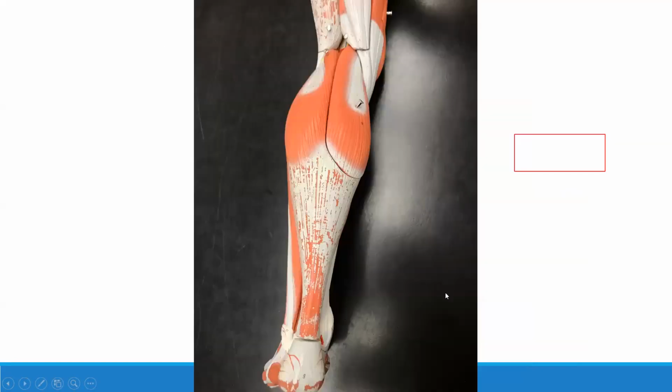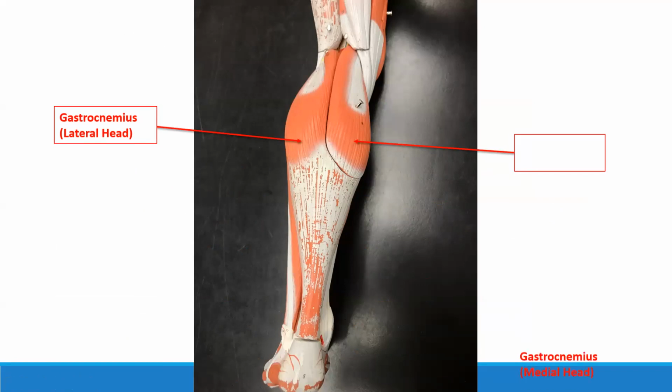Okay, now the gastrocnemius. There's our gastrocnemius. It has 2 heads, a lateral head on the little toe side and a medial head on the great toe side. These heads originate on the medial and lateral condyles of the femur. The medial head of the gastrocnemius comes from the medial condyle. The lateral head of the gastrocnemius comes from the lateral condyle. That should be obvious, but I'll just say it anyway.